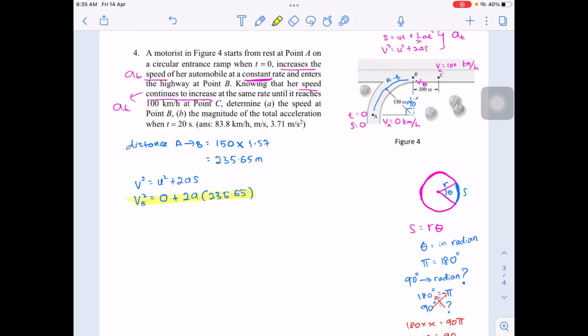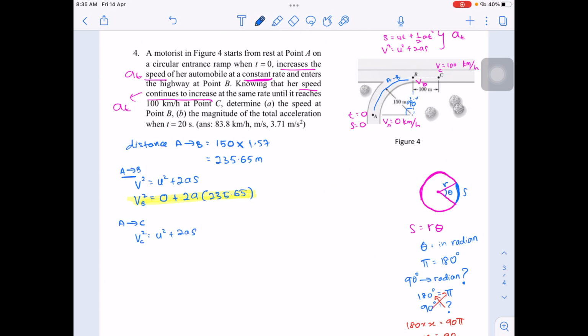So what information that we have is the final velocity at C. We know that VC is 100. So we use again this equation between A to C. The previous one was from A to B, but from A to C, we use again V squared is equal to U squared plus 2AS. So V final, this is VC, V final is 100.